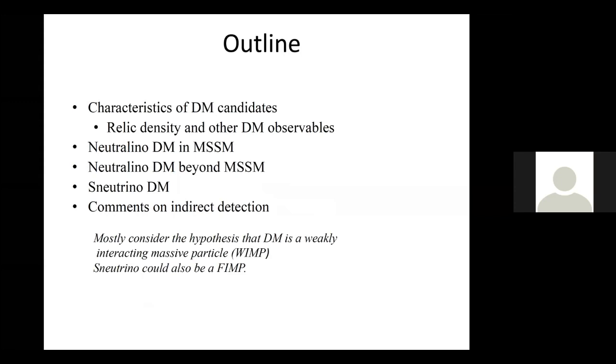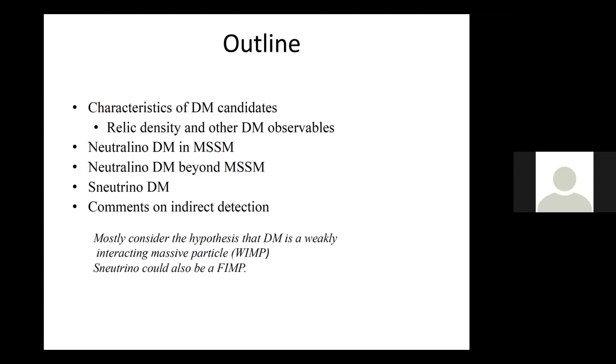So the outline of the lectures will be as follows. We'll first discuss in very general terms what the characteristics of dark matter candidates are, and in particular what the relic density is, and I will also discuss more specifically the dark matter observable known as direct detection. And then we'll see what it means for neutralino dark matter in the minimal supersymmetric model.